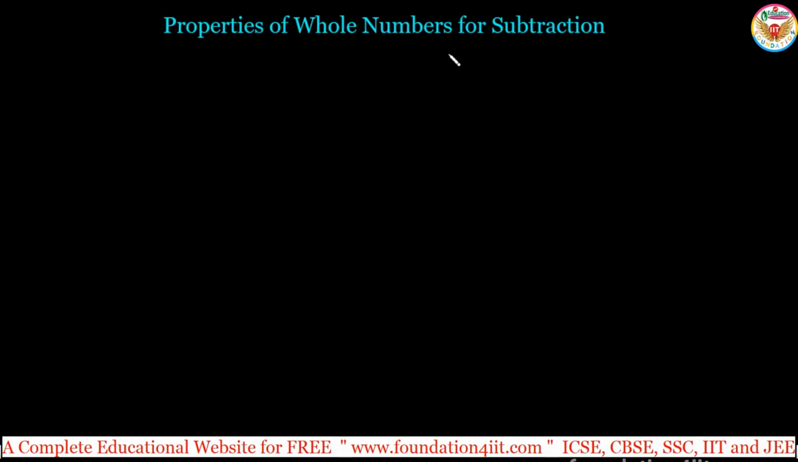Properties of whole numbers for subtraction. Let us see the basic properties of the whole numbers for subtraction. As we already know, the closure property, commutative property and associative property, along with the existence of identity and inverse. Let us check these for whole numbers under subtraction.